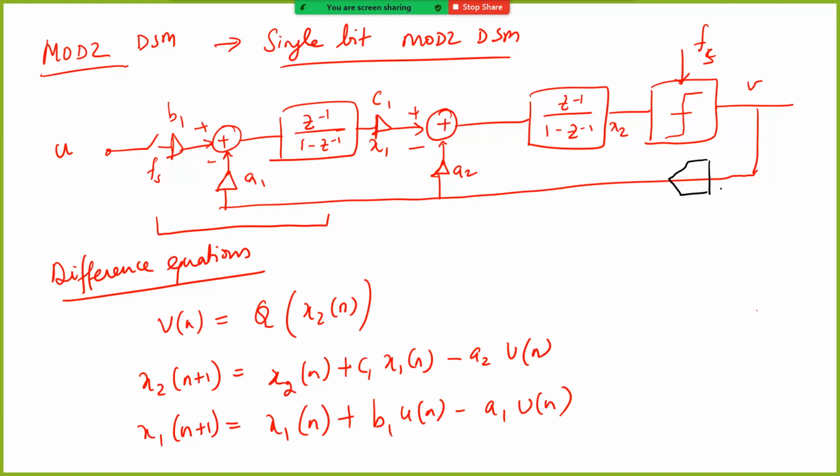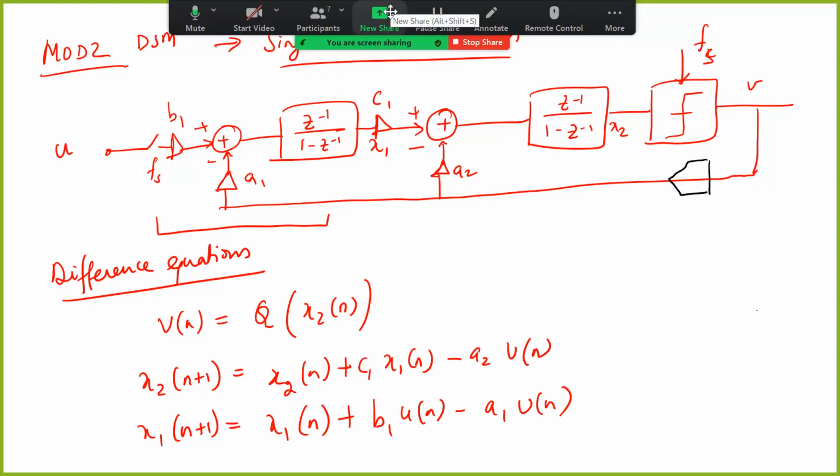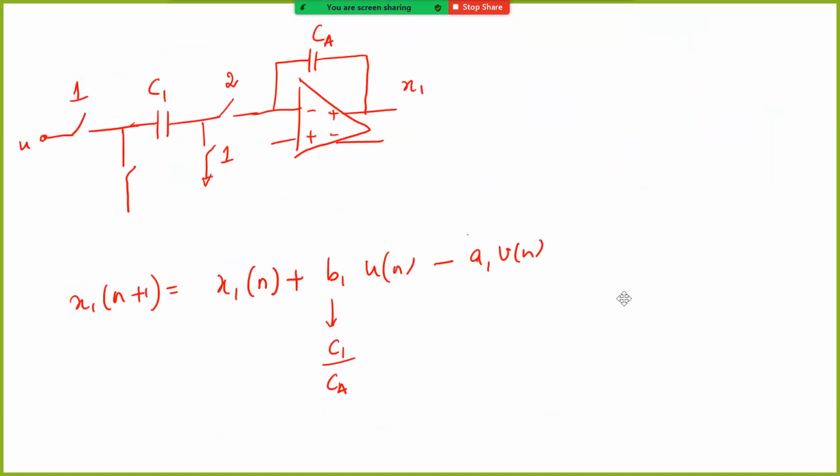Yeah, you can try to answer. So what will be the DAC? For a single bit quantizer, what are the two levels? So how many levels are there in a single bit quantizer? Two levels. So what are the two levels? It's 0 and 1. So in terms of voltage, what is it going to be? 0 and VDD.